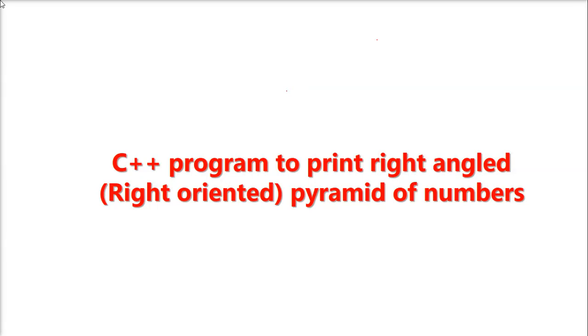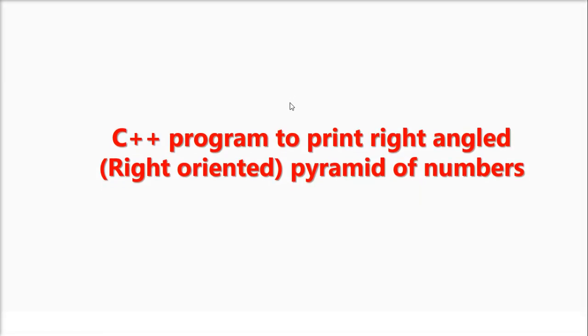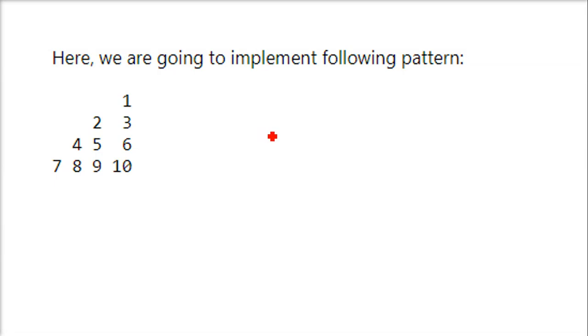C++ program to print a right-angled, right-oriented pyramid of numbers. What do we mean by right-oriented, right-angled? First of all, if you see the structure of this result, it is forming a right-angled triangle. And this is right-shifted also. So what do we need here?